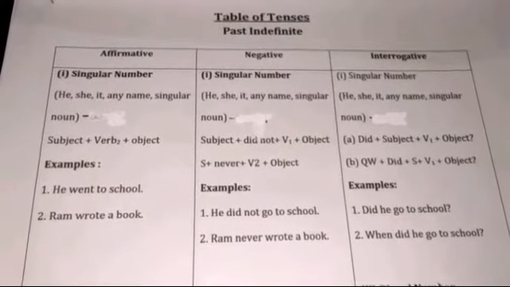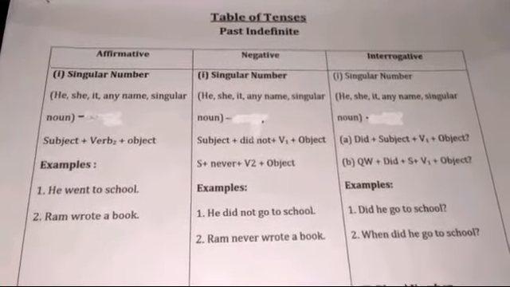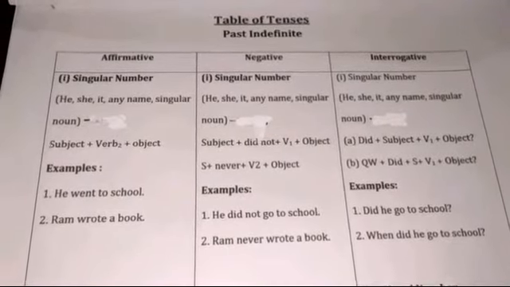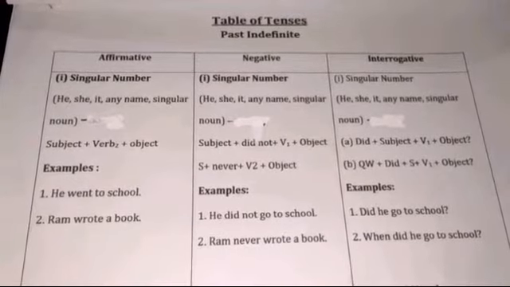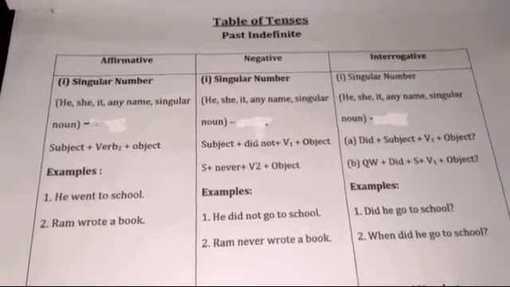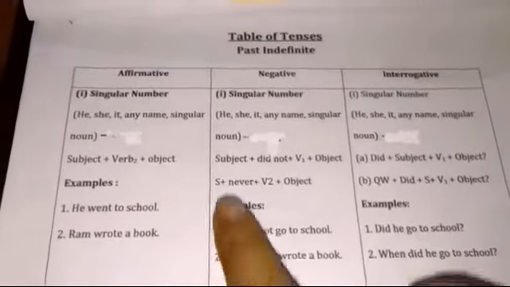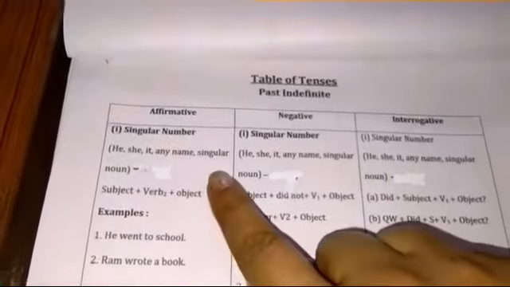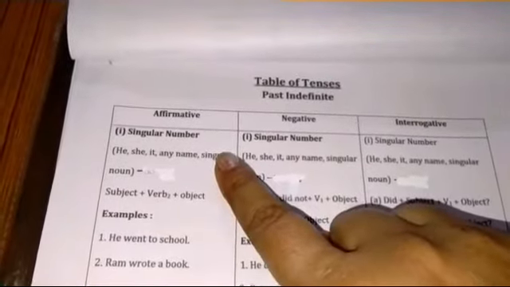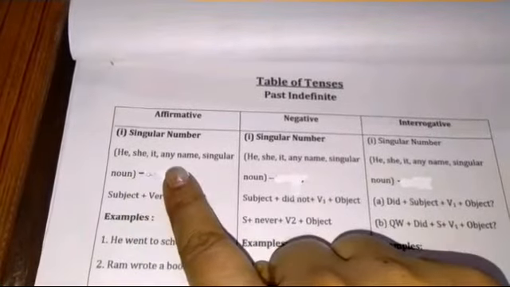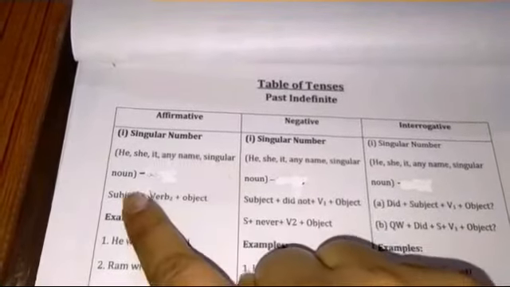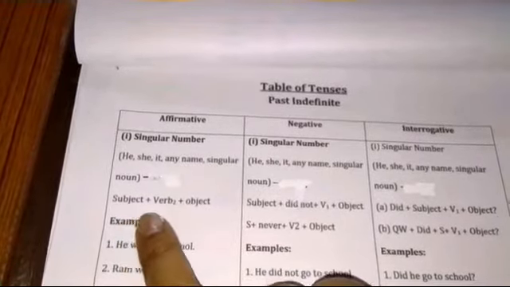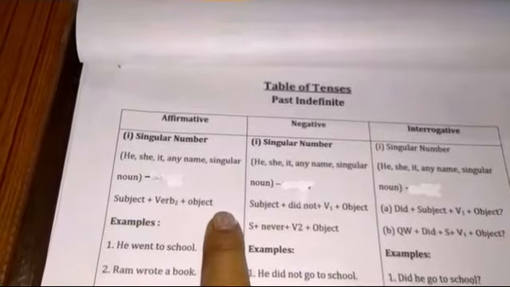Now let's move on to today's topic. Today's topic is past indefinite because today we start the past tense, and we take first past indefinite or simple past. So the same three forms of the tense: affirmative, negative and interrogative. Let's take affirmative in singular number. The same: he, she, it, any name of a person and singular noun. And this is the formula: subject plus V second and object.